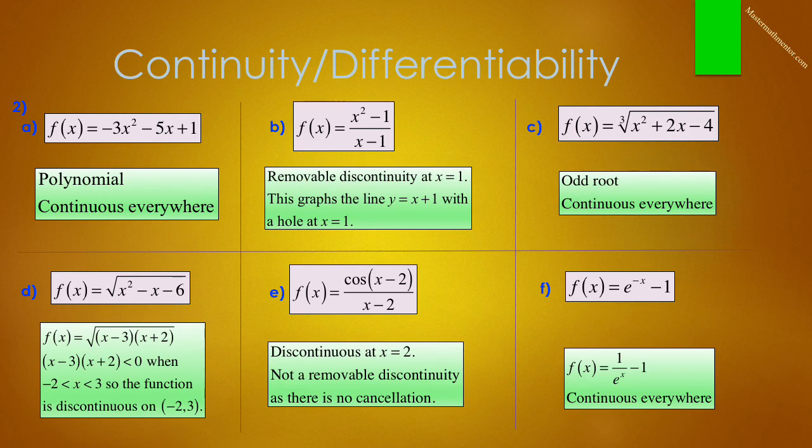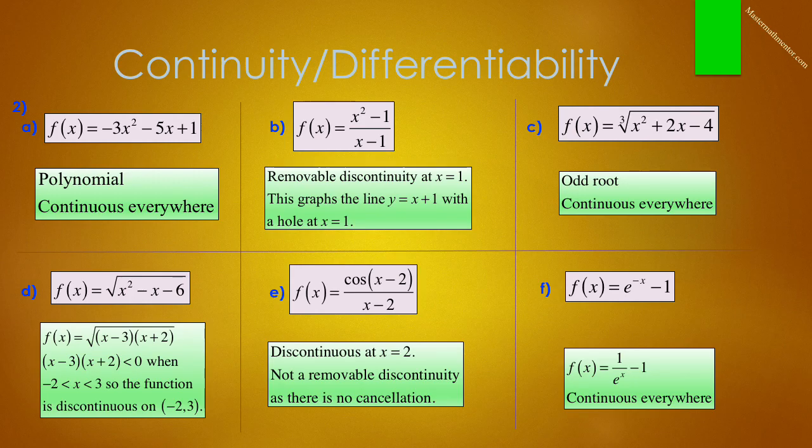For discontinuity, we are interested where this expression is less than 0. So the quantity (x minus 3)(x plus 2) has to be less than 0. And it turns out that anywhere between negative 2 and 3, this expression will be negative. So the function is discontinuous on the interval negative 2 to 3.